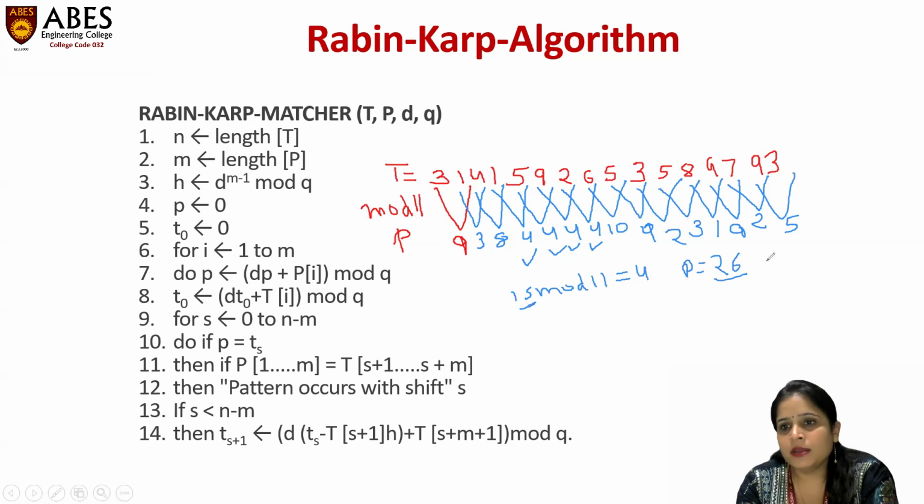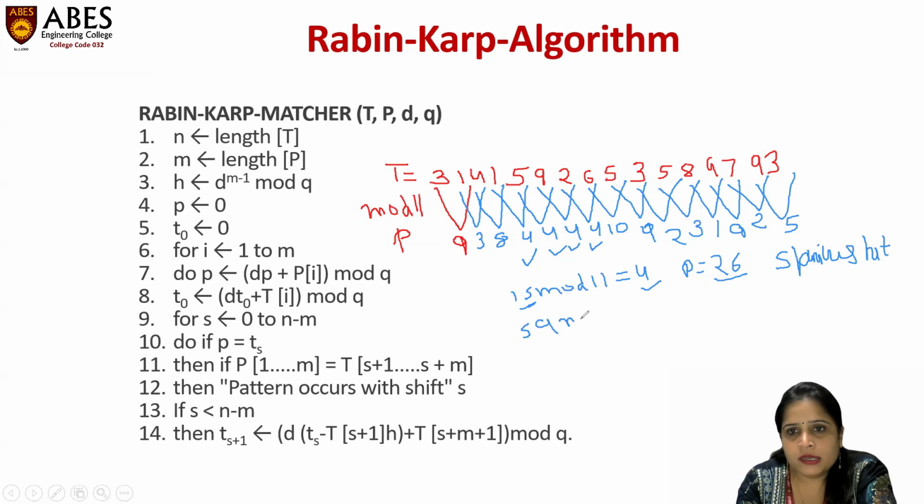So what happened? This is called a spurious hit. I hope you understand what a spurious hit is. A spurious hit is when the hash value matches but the pattern does not match. Our next match is 59 mod 11. The remainder is 4. Again, the pattern is not matched, so this is a spurious hit.